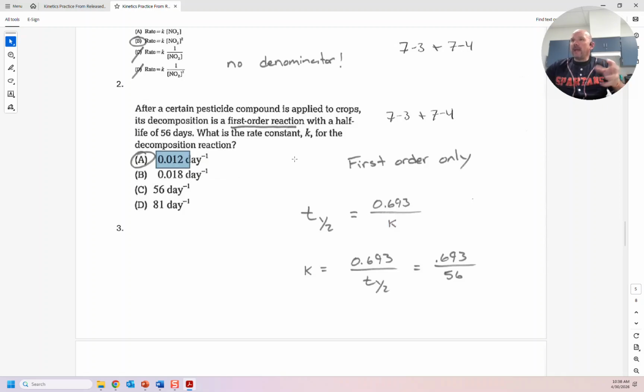Maybe to make it more complicated, they'll have the same value, but with the incorrect unit. Remember, K is always at least 1 over time. And for first order kinetics, since the reaction order is 1, the units of K will just be 1 over time. But the unit of time has to match the unit of time for the half-life. Since it was days, it would be 1 over days, or days to the -1 for the units of K.